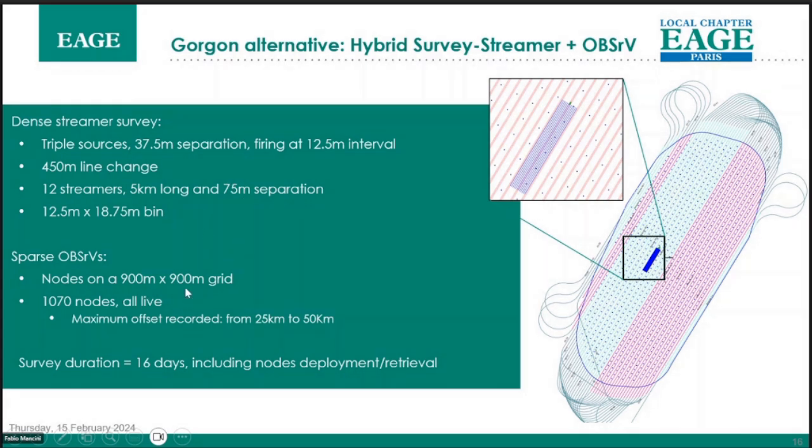And then I put a grid of 900 meter by 900 meter nodes. That's a total of about 1,000 nodes. Those nodes will be deployed at the beginning, then the streamer goes, and then they will be recovered at the end. In this case, the simulation showed that the entire survey, including the nodes, will take just 16 days.